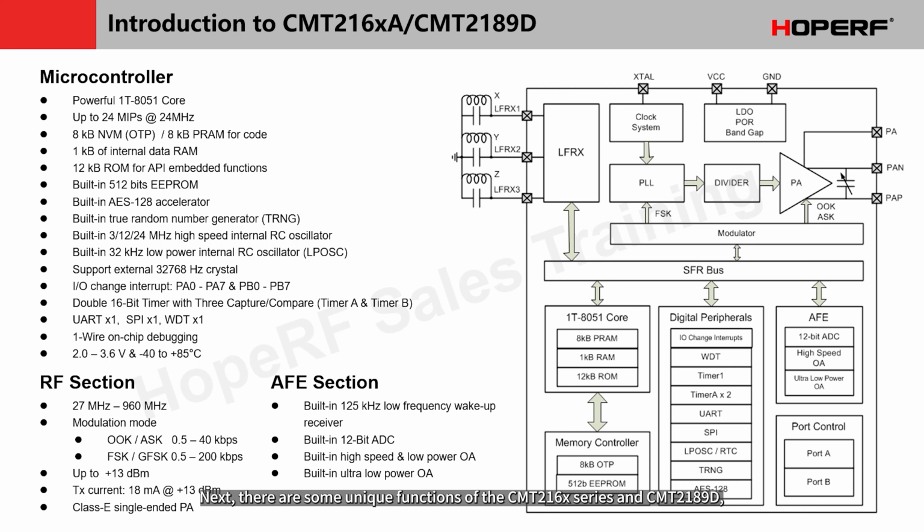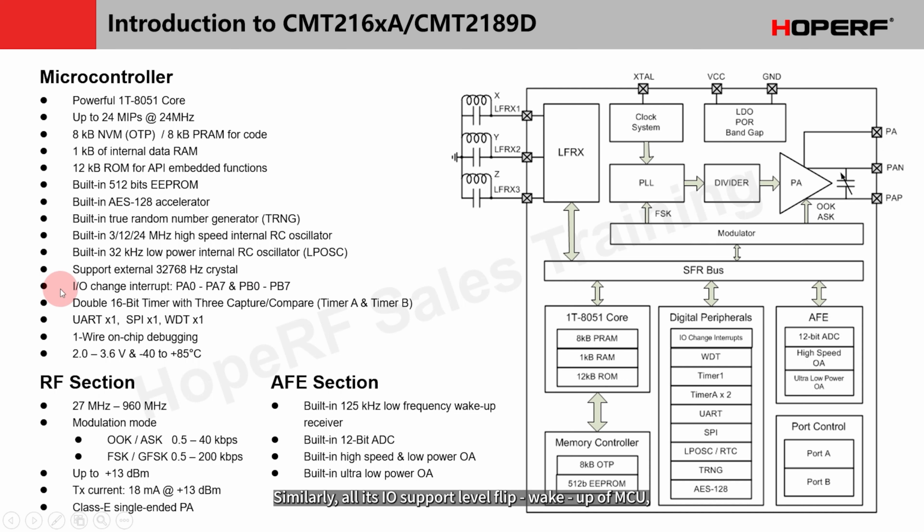Next, there are some unique functions of the CMT216X series and CMT2189D. Such as an internal true random number generator. The inside also supports AES 128 encryption. At the same time, its 24 MHz frequency can be divided to 12 MHz and 3 MHz for operation, which reduces operating power consumption. In terms of low power operation, it also has a built-in low-speed 32 kHz RC oscillator. At the same time, it also supports an external 32.768 kHz crystal oscillator, which can achieve more precise timing results.